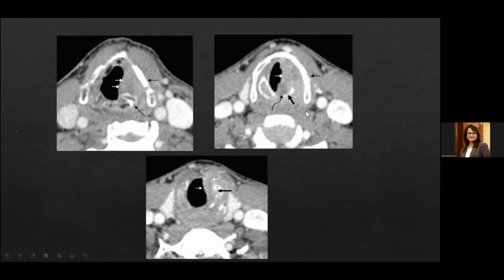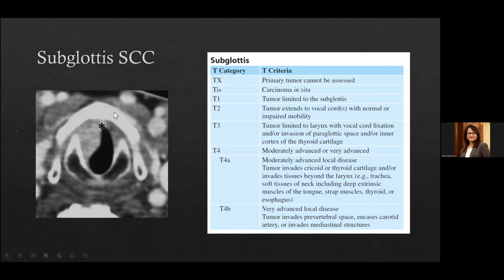Lastly is the subglottic SCC, which is the least common of these three, and here also we can see this lesion which is arising at the level of the cricoid cartilage, involving mainly the subglottis. The subglottic CA has a different type of drainage, and it can sometimes be more dangerous because it is very close to the thoracic structures, and involvement of the trachea and esophagus can be seen sometimes in these cases.